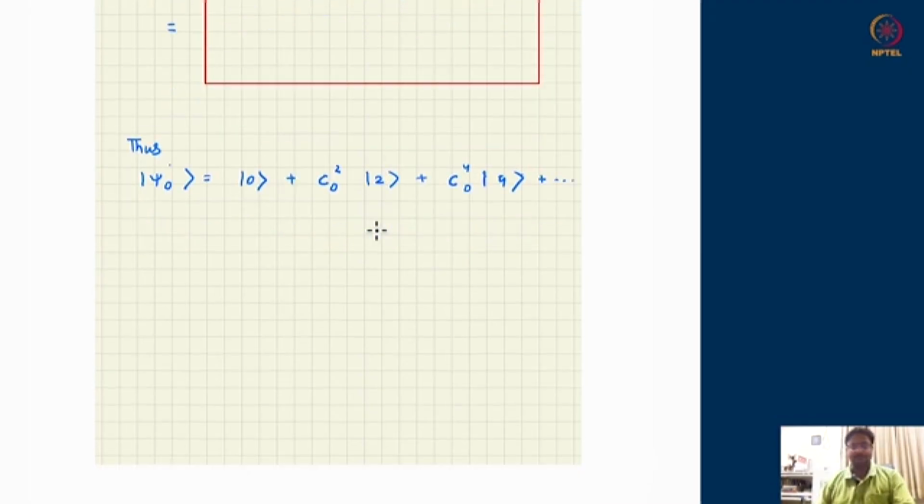Okay, so let me stop over here for today and for this discussion. Then we move on to discuss higher order corrections and the second order correction to the system.